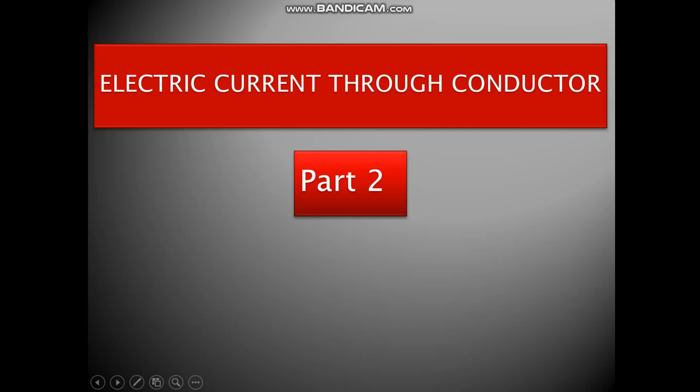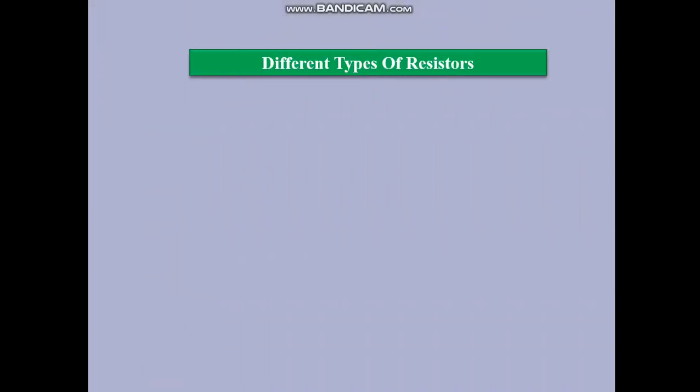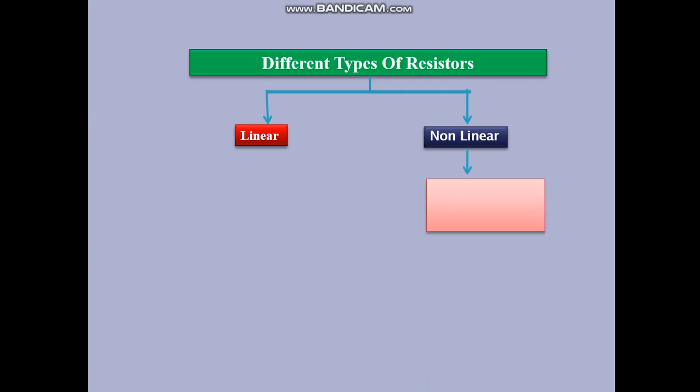So we are continuing with electric current through conductors, part 2. Different types of resistors that we have seen are of two types, the linear and the non-linear. The non-linear varieties include thermistors. Therma implies temperature, so this depends upon temperature. The photoresistor, photo implies light, so the resistance depends upon light. And then we have the varistors, which depend upon the potential difference.